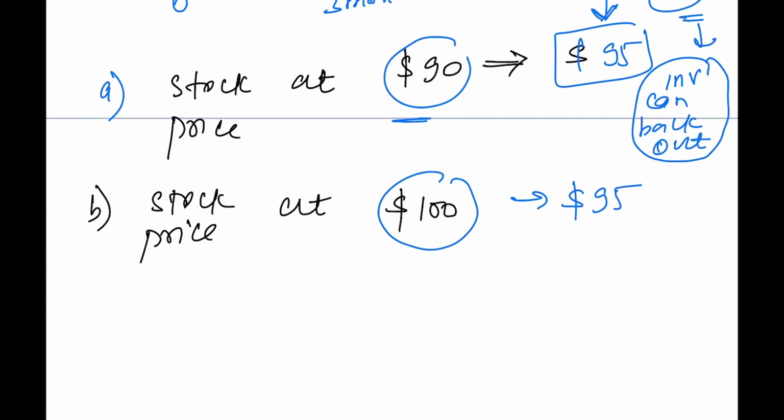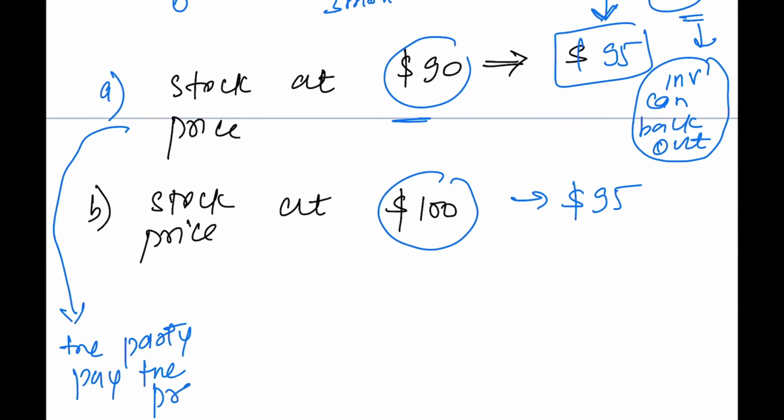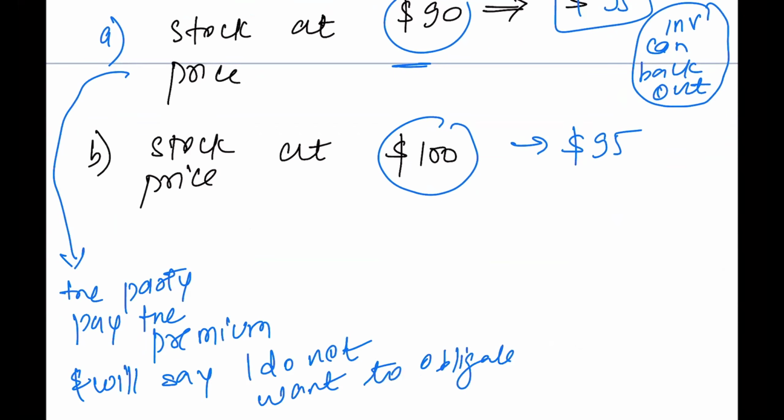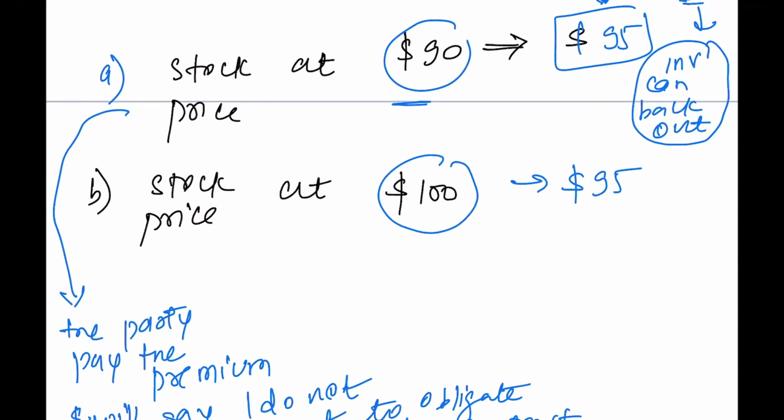In this scenario, the party will just pay the premium and say, I do not want to obligate the contract. That's all. And that's what makes options very famous. If I'm generating a loss, I'll just say at maturity I do not want to obligate the contract, I can just pay the premium and leave this thing as it is.